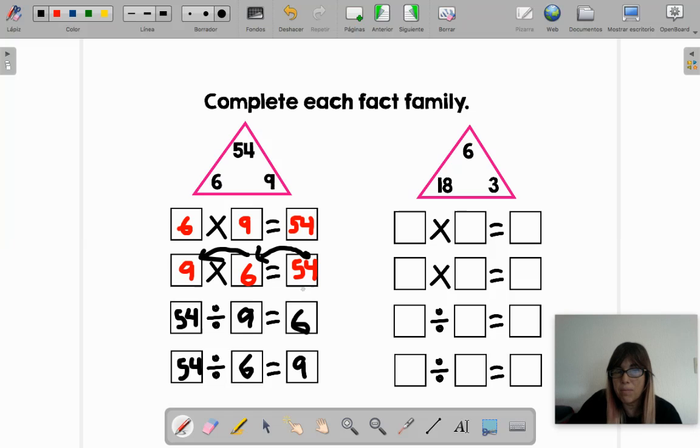But just remember, when you do it backwards, if this was a multiplication, you change it to division. If you are doing a division and you do it backwards, you change it to multiplication, because that's the family. Multiplication, change it to division. Division, change it to multiplication. If you do that, it's the related family.